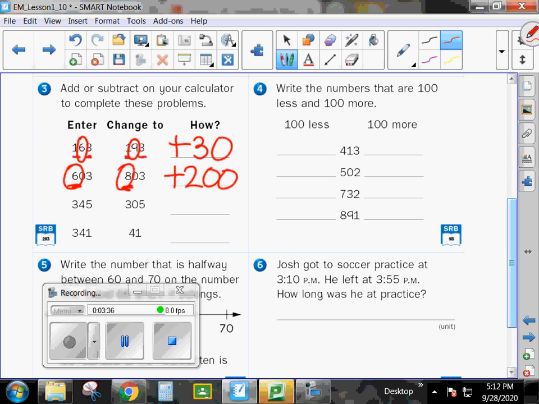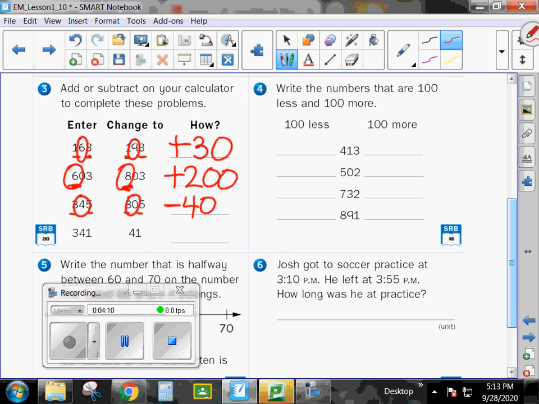All right, let's look at 345 and 305. My number got smaller, didn't it? I went from 345 to 305. So I know my number got smaller. I'm subtracting. Now let's look and see what's different. In both numbers, I have a 300. In both numbers, I have 5 ones. The only thing that changes, I went from 4 tens to 0 tens. Guys, when you go from 4 tens to 0 tens, we took away all those tens, didn't we? We subtracted 4 tens, so we subtracted 40.